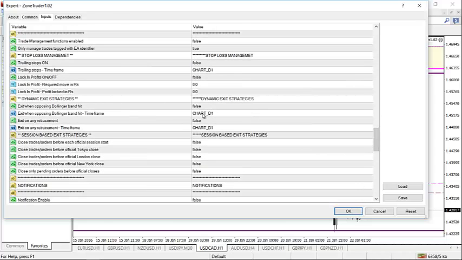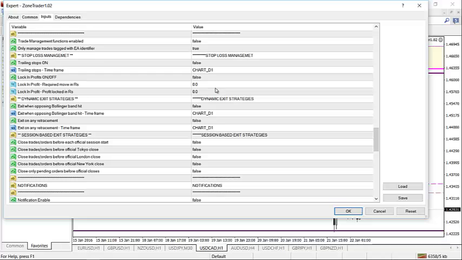And you have some different exit strategies. You could exit the trade as soon as price hits an opposing Bollinger Band on a specified time frame, as soon as any retracement is detected on a specific time frame, or you can also close them at the end of a session. So say you could close all trades at the end of the Tokyo session, at the end of the London session, and at the end of the New York session.